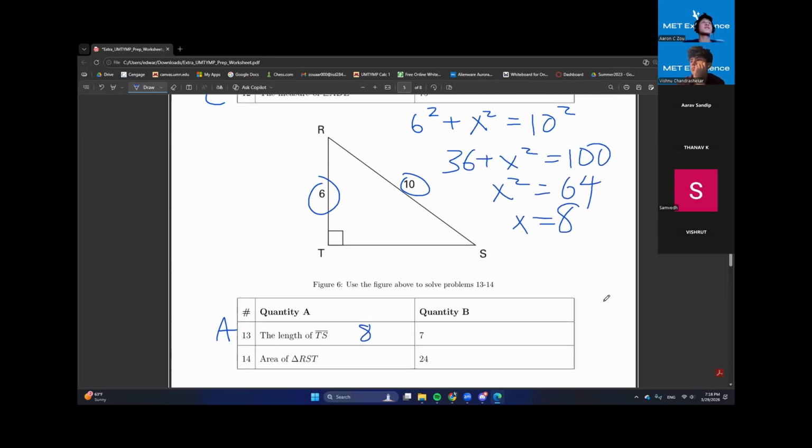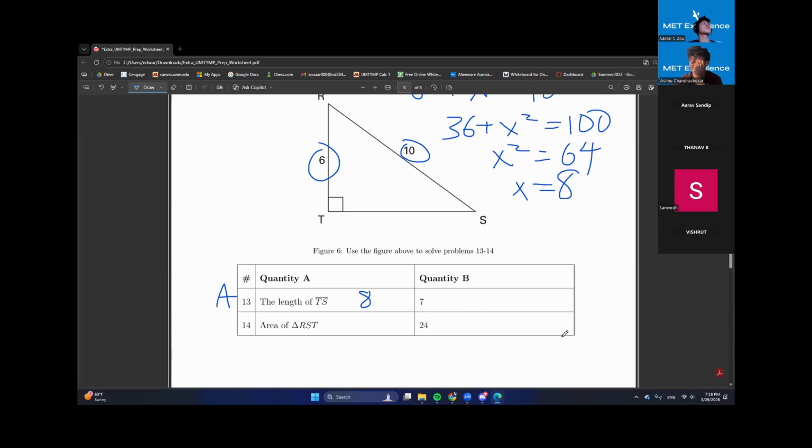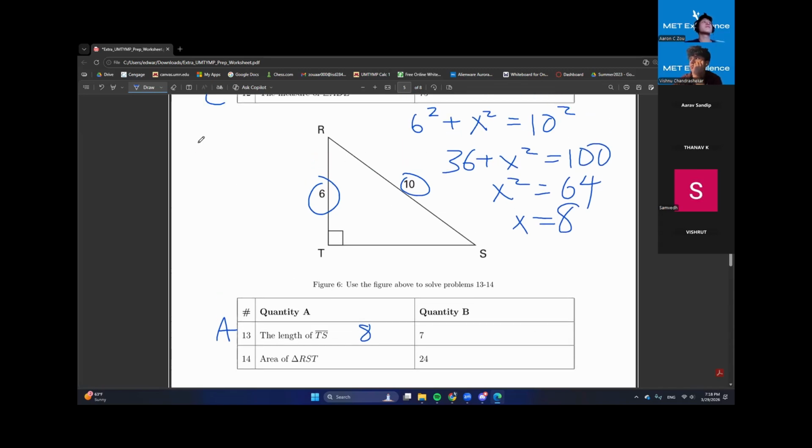Now the area of RST, or 14. So the area of a triangle is 1/2 base times height. And since we have RT and TS, which we just found to be 8, we can find the area. So it's 1/2 times 6 times 8. And this will be 24, so the answer is C.